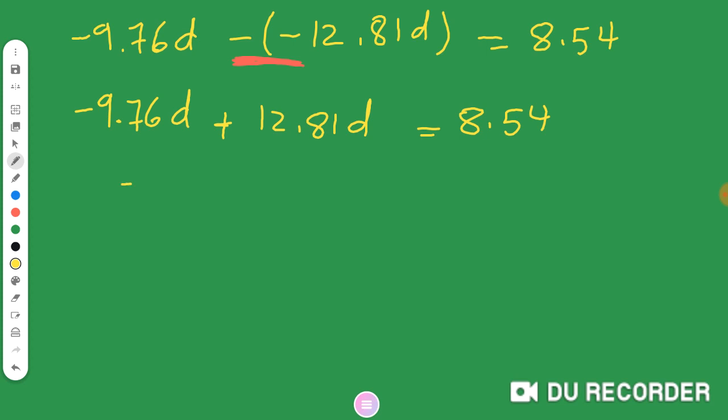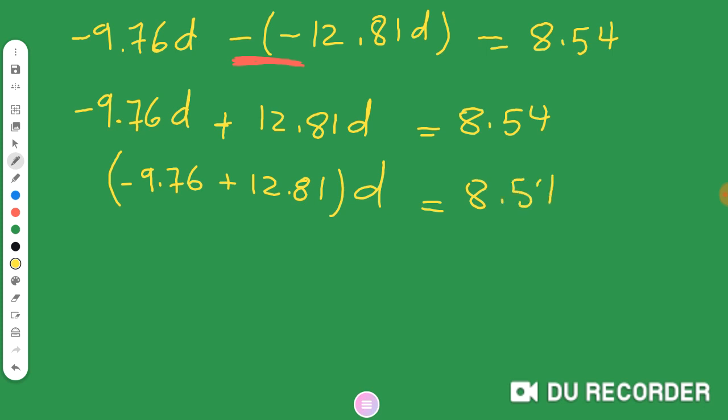So I can write negative 9.76 plus 12.81, all multiplied by D, equals 8.54. Yes. Okay. Negative and positive. Adding negative and positive, different sign. In case of different sign, sign of the big and subtract.